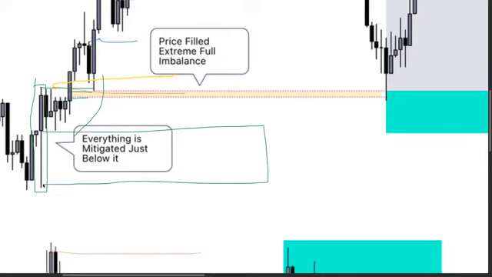Correct. So we have only two options here for the buy. The first one is here and the second one is here. If price taps here and gives a reaction, like the previous candle sweeping here, you can buy on the next candle open. Correct. At this point, you can buy here also.